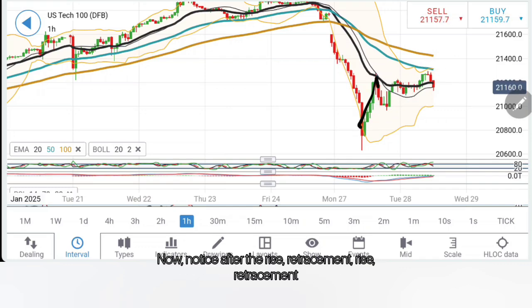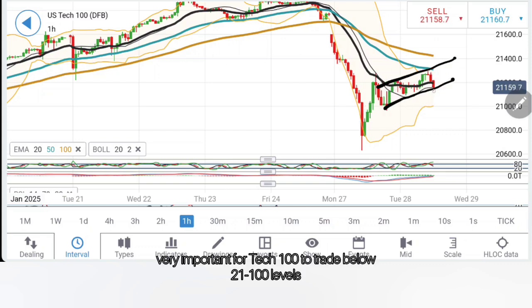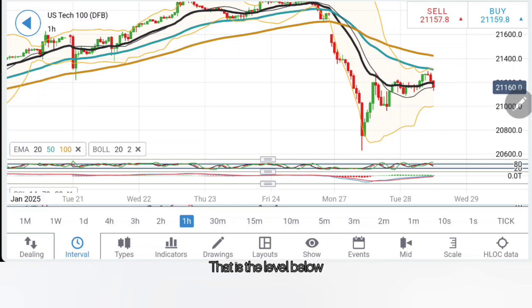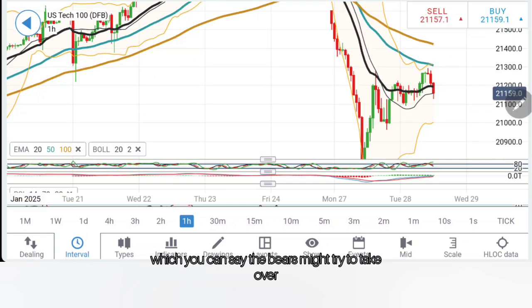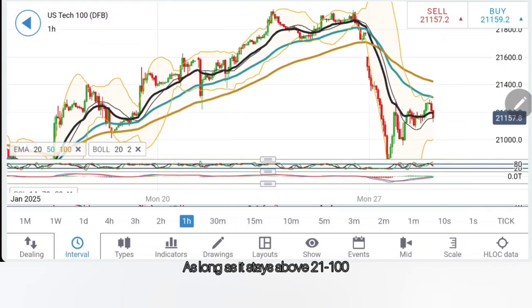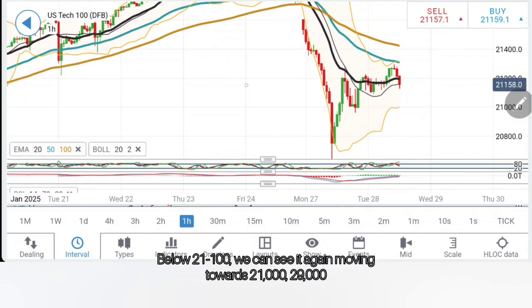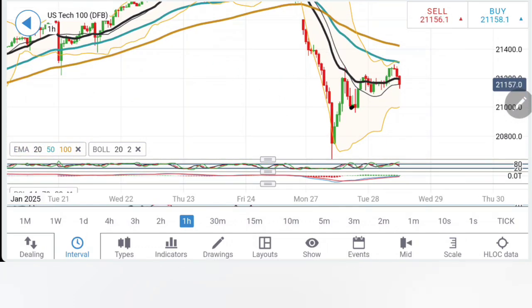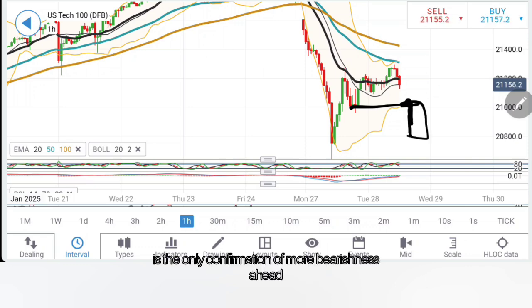Now notice, after the rise, retracement, rise, retracement, it is now very important for Tech 100 to trade below 21,100 levels. That is the level below which you can say the bears might try to take over. As long as it stays above 21,100, we have to be cautious. Below 21,100, we can see it again moving towards 21,000 and 21,029.70, and a drop below 21,029.70 is the only confirmation of more bearishness ahead.